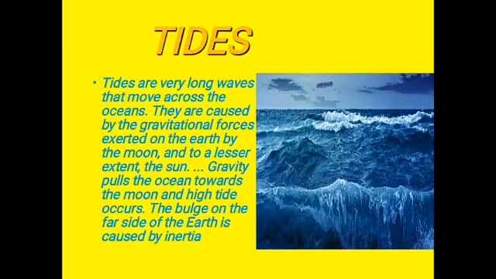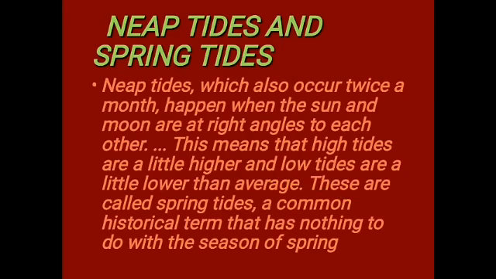So let's talk about the next portion, which is called tides. Tides are very long waves that move across the ocean. They are caused by the gravitational force exerted on the earth by the moon and, to a lesser extent, the sun. The moon's gravity pulls the ocean towards it and high tides occur.